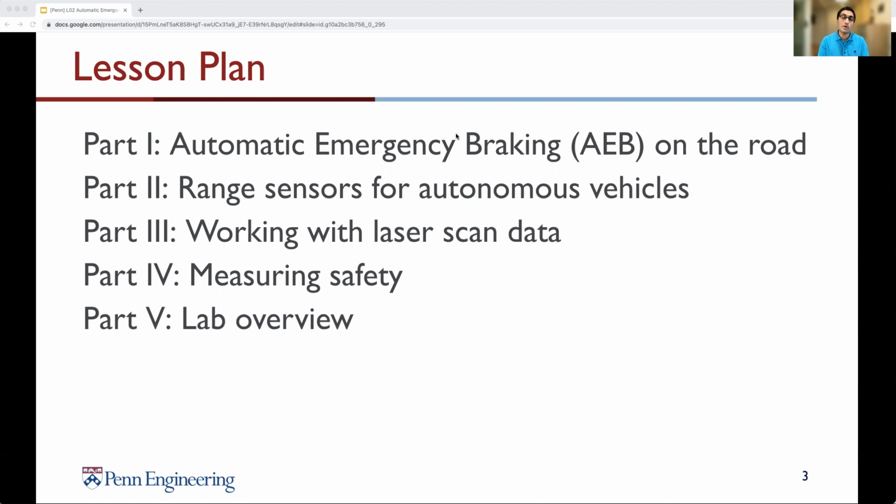And then we'll have a quick overview of the lab that is to come on building the safety car, where you will implement AEB on the F1TENTH car, both in simulation and in the real F1TENTH car.